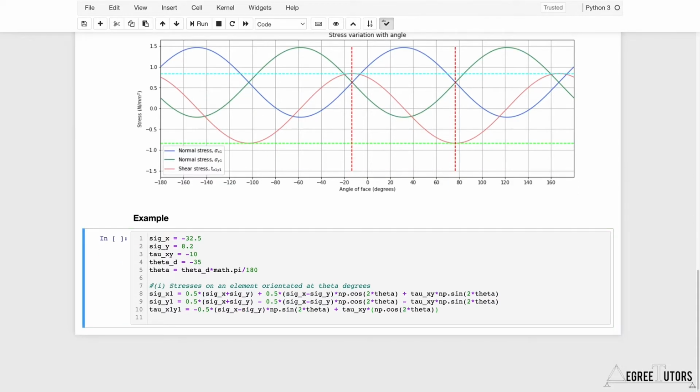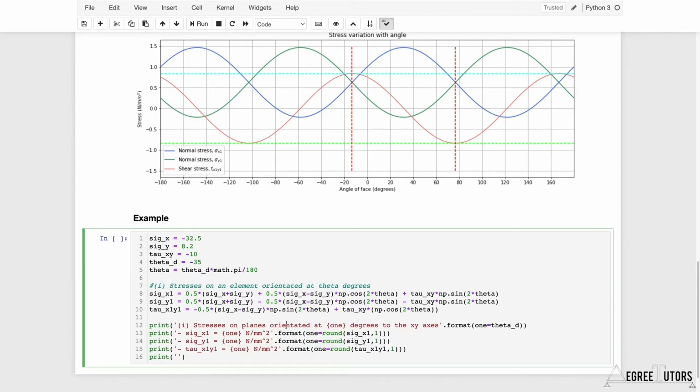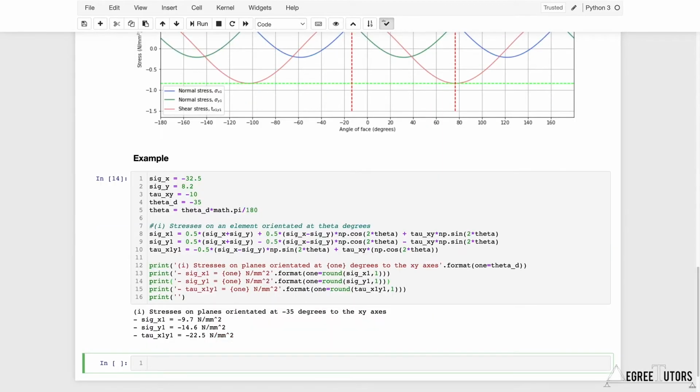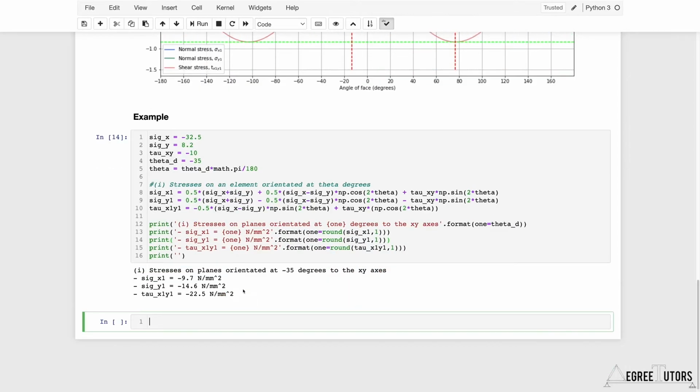Let us just throw in some print statements here. One I prepared earlier. So what have we got? We have a print statement here that just says the stresses on planes orientated at, let's say, x degrees to the xy axis, and then we let x, in this case 1, equal to theta d. And then I'm just printing out sigma x1, sigma y1, and tau xy. Let's run that and see what we get. And excellent, we get exactly the numbers that we'd expect. 9.7 in compression for x, 14.6 in compression for y, and 22.5 for the shear stress. All right, so far so good.